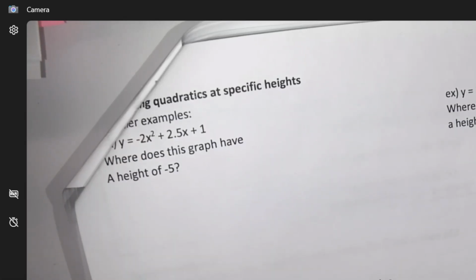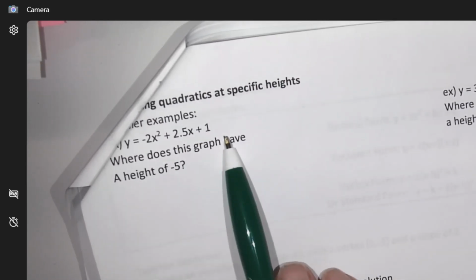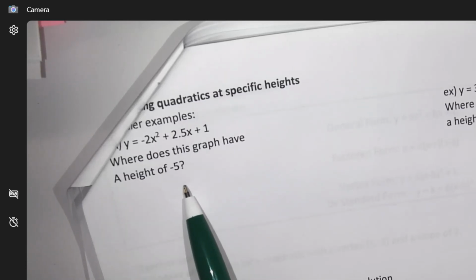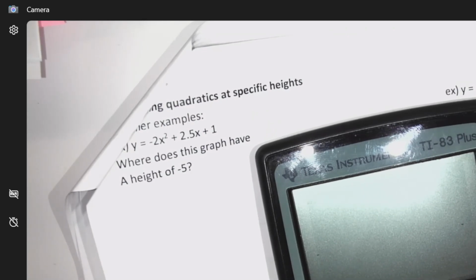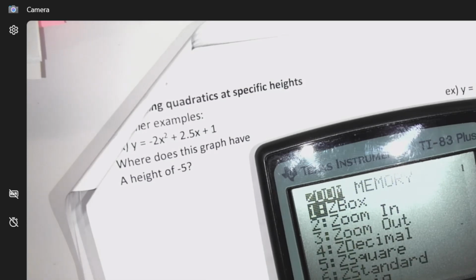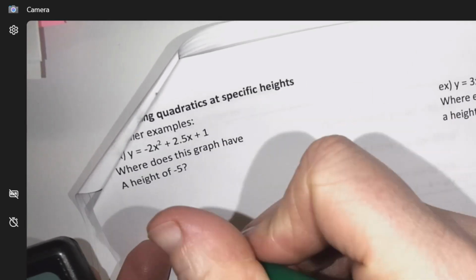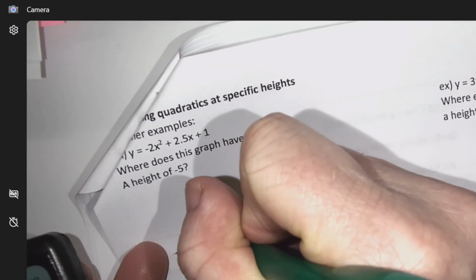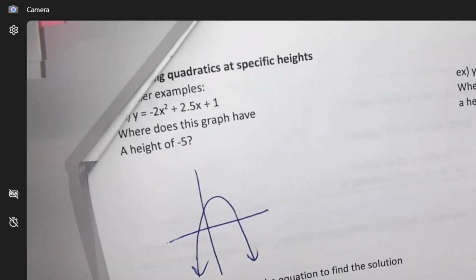So to find what's going on with the quadratic at a specific height. The first question: where does this equation have a height of -5? First things first, I grab my calculator and I type y equals -2x squared plus 2.5x plus 1. Type it and it looks like that.